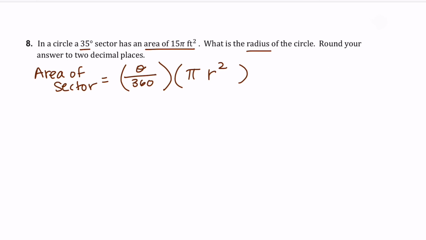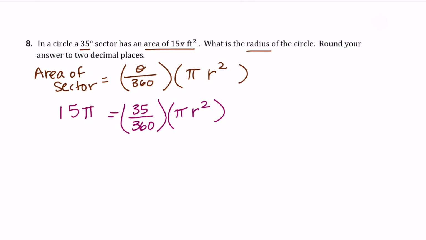So let's go ahead and just plug in our numbers. In for our theta, we're going to put a 35 out of 360. We're going to multiply that by pi times our radius squared. And that's going to equal the area of the sector, which is 15 pi. And that's feet squared. But we can just know that when we do our radius, it would just be in feet. So we're going to just kind of ignore the units for now.